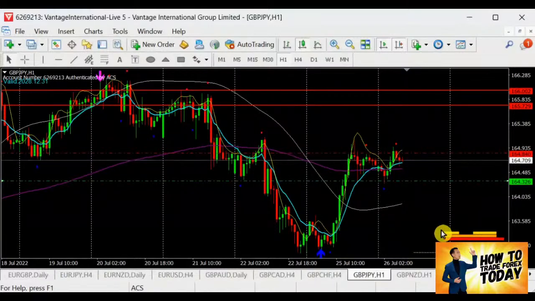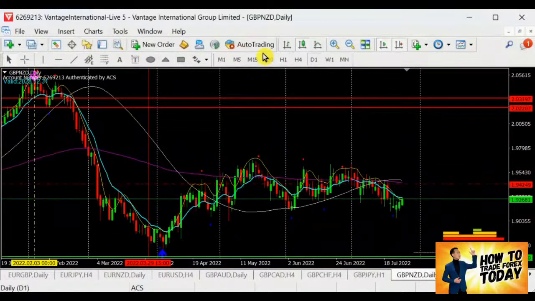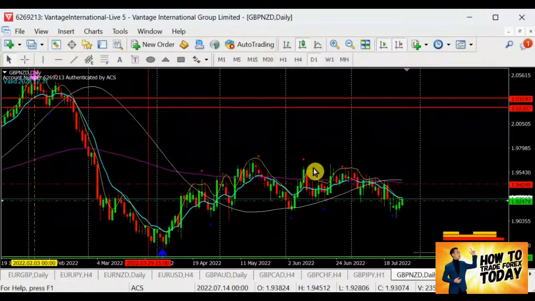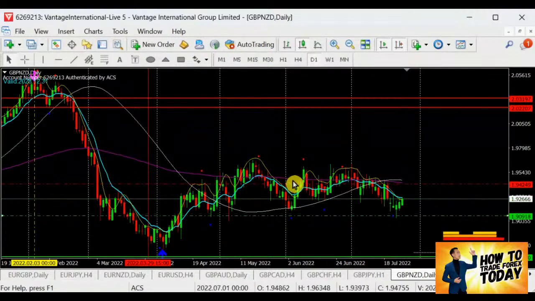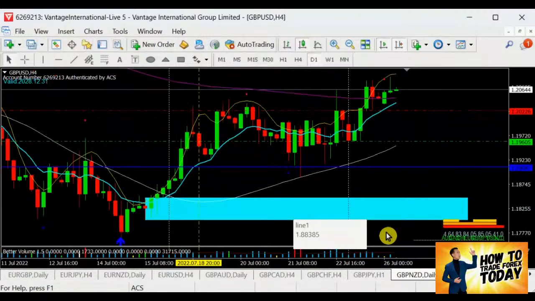All right, pound kiwi. Pound kiwi, very obvious. We are still running on the bull. The bull has tested the support right here, and now it's going upwards. Order flow, you're welcome.